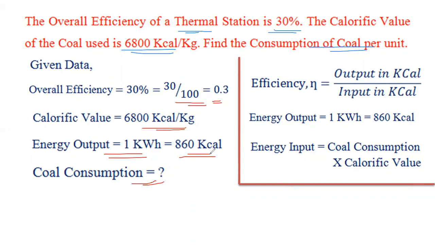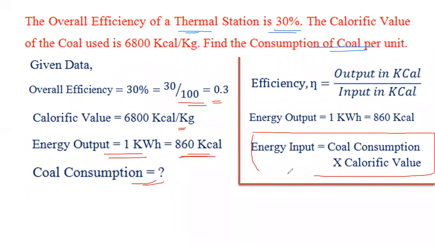That is the energy input, that is, how much fuel is input. We want to find this out based upon the available data. The overall efficiency equals output in kilocalorie with respect to input in kilocalorie. In the problem the overall efficiency is given as 30%, that is 0.3. The output in kilocalorie is 860, divided by the input. We want to find the input in kilocalorie, which is the coal consumption times the calorific value.